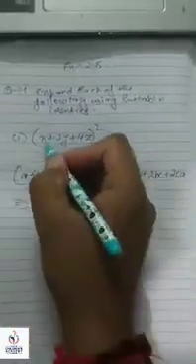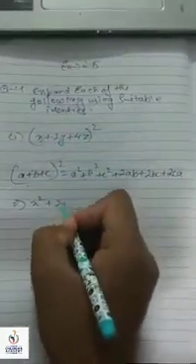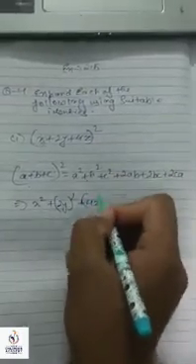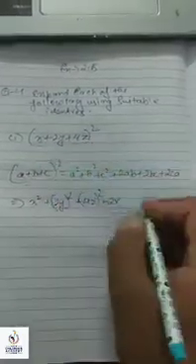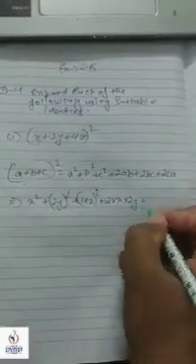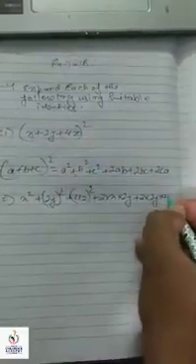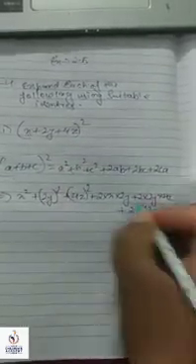So if we want to expand this with this identity, a square means x square, b square means (2y) whole square, c square means (4z) whole square. Now plus 2 into a, what is a here? x. What is b here? 2y, so 2 into x into 2y, plus 2 into b, b is 2y and c is 4z, so into 4z. Now plus 2 into c, c is 4z, and a is x.